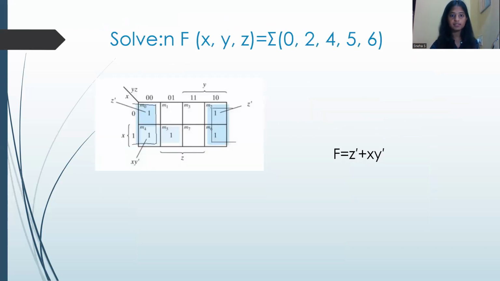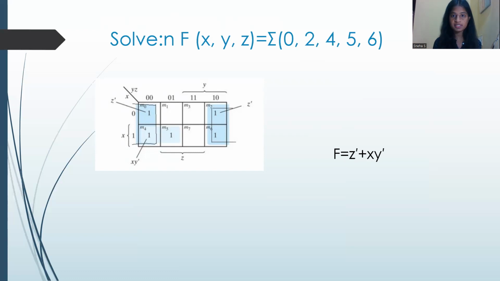Here is an example. Here we are solving this function which has minterms 0, 2, 4, 5, and 6. Firstly, since it's a 3 variable K map, we have to draw 8 minterms, M0 to M7. Here the order is 0, 1, 3, 2, 4, 5, 7, and then 6.